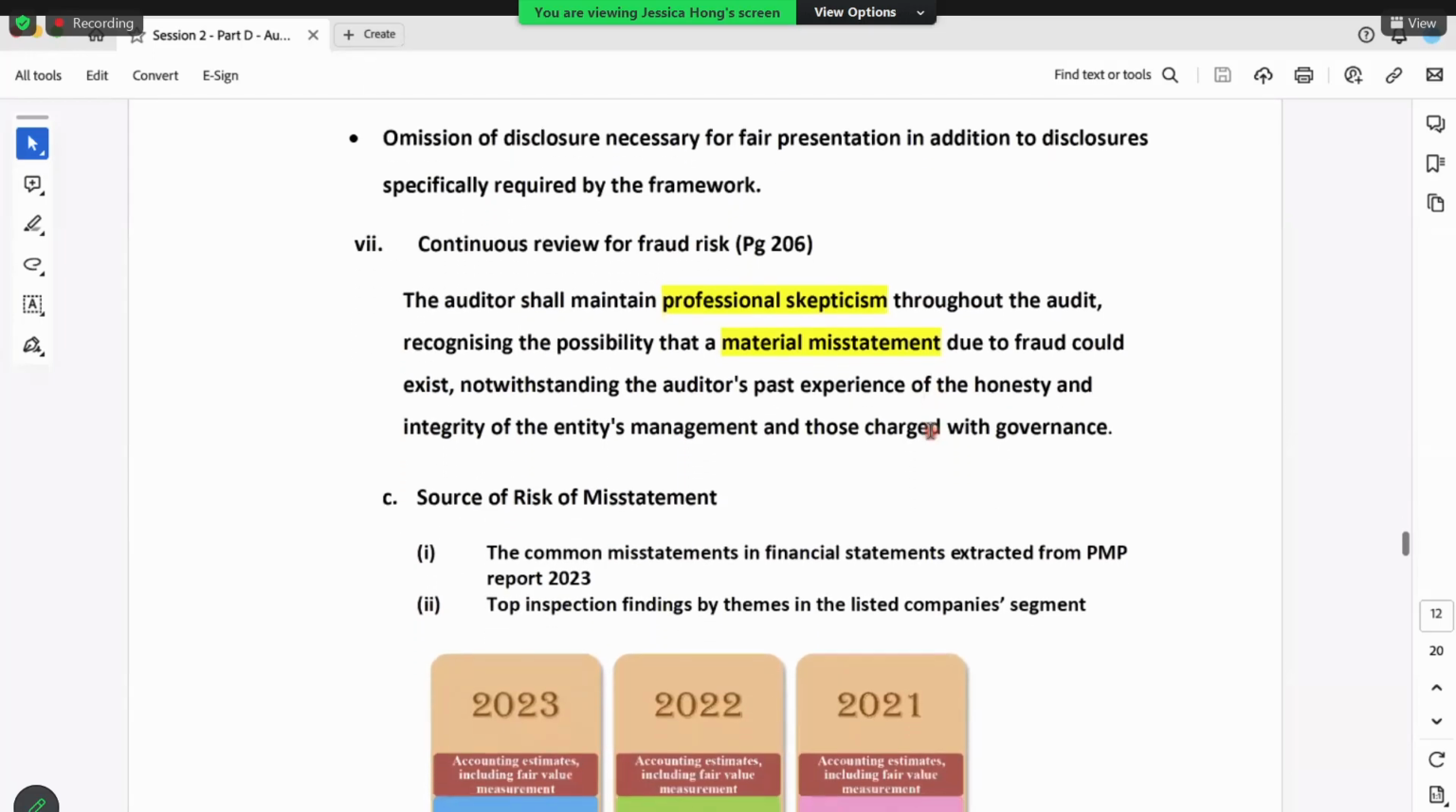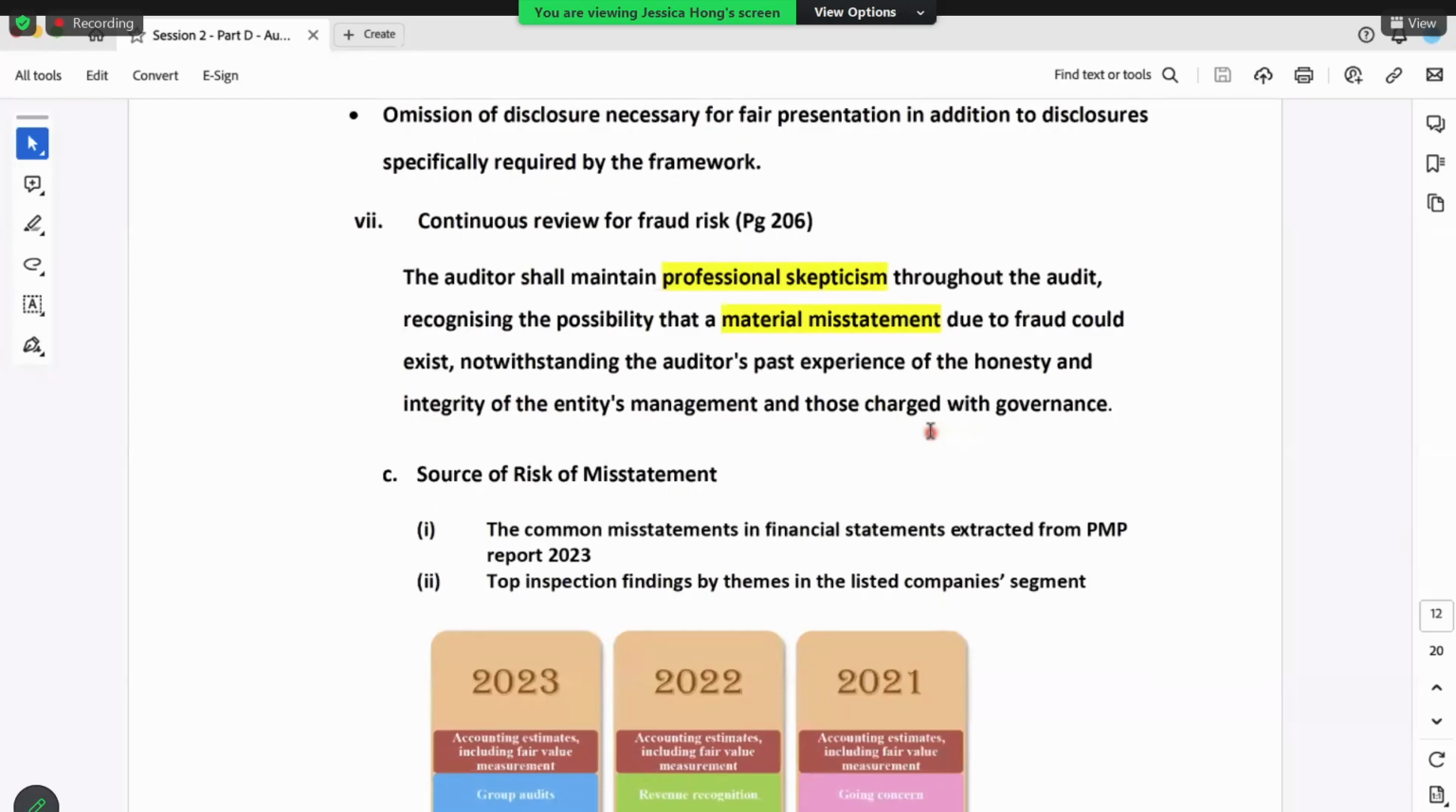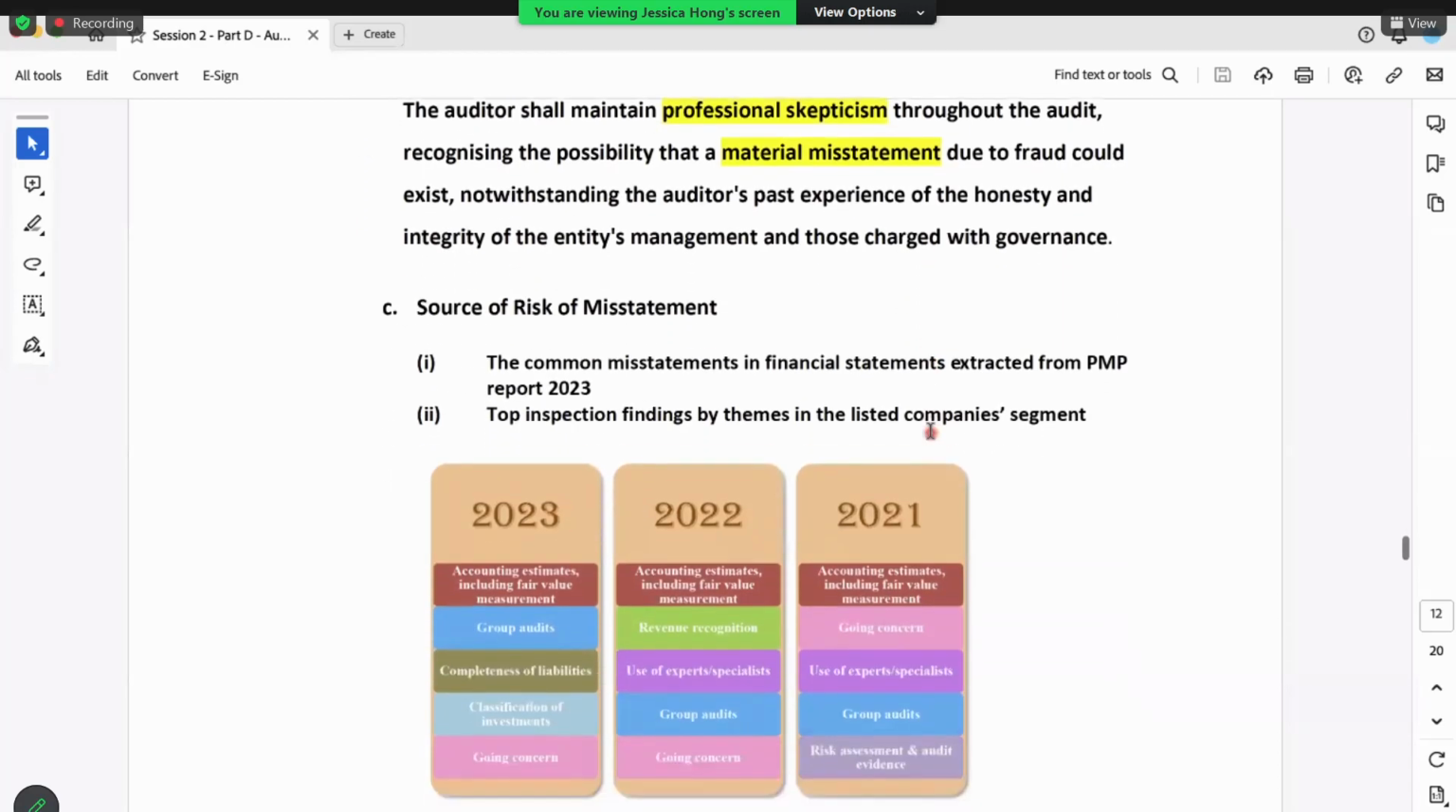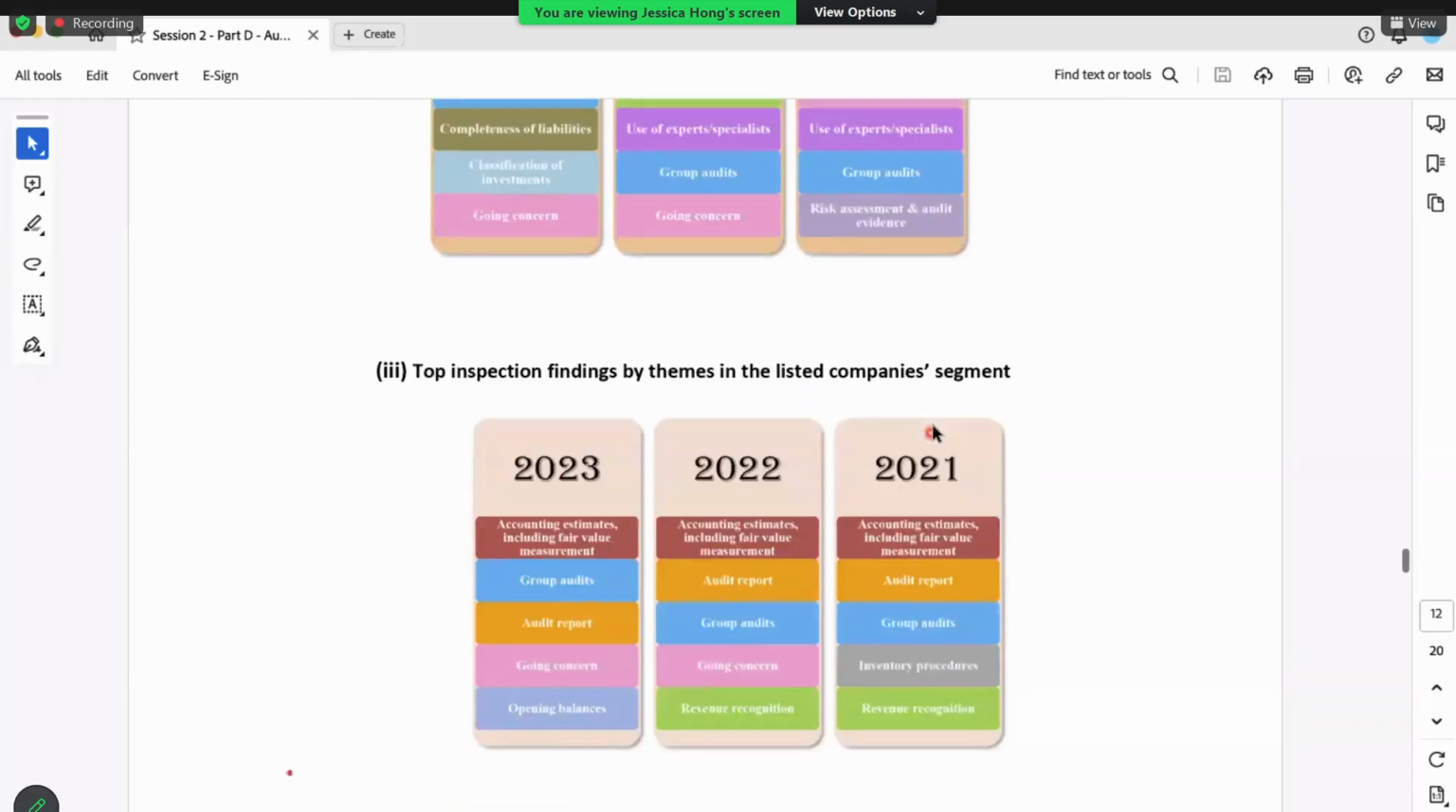So for fraud risk purposes, we actually expect the auditor to continuously maintain the professional skepticism throughout the audit. If they have a material misstatement that suggests fraud, the auditors are expected to report. I think reporting fraud has been covered in the last webinar.